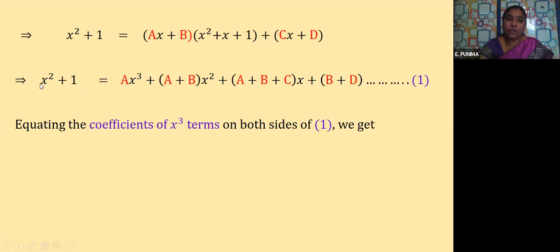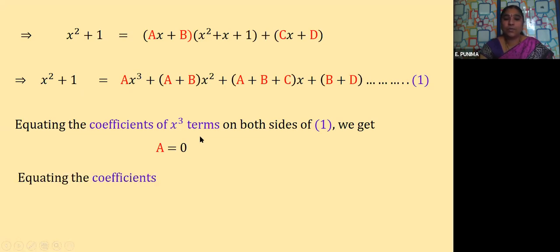Do we find any x cube term here? No. Whenever the x cube term is not there, what should we put? Yes, it should be 0. The coefficient is taken as 0. So that's why here we get, children, A is equal to 0, because there is no x cube term in LHS. The coefficient is taken as 0. Okay. Next, what you are going to equate?